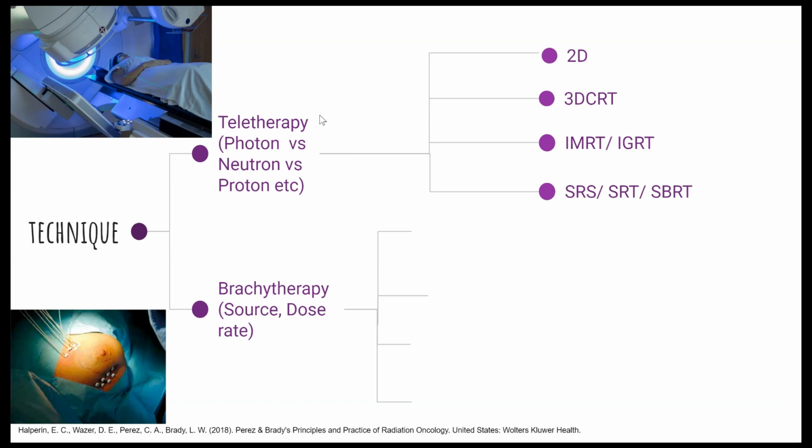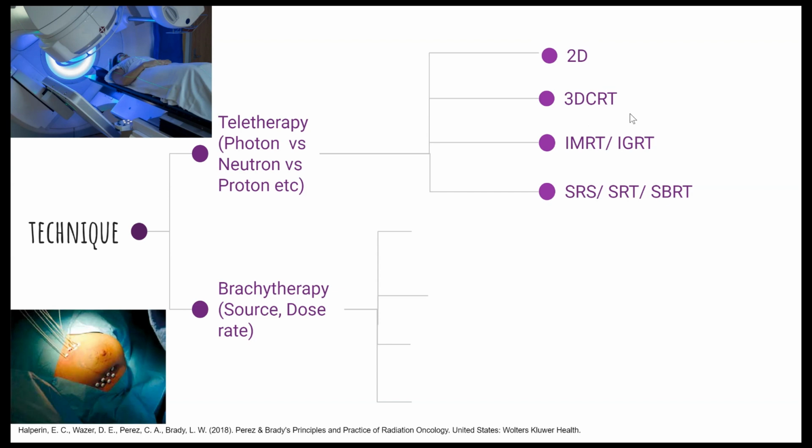Teletherapy in itself, we can plan with 2D imaging. This was the conventional radiotherapy, which was used when there was no imaging available. We just had surface markings. We would mark the portal and just open up the treatment portal directly on the machine. But later, with the advent of CT scans and port films, we were able to visualize where our tumor might lie. So came the era of 3D conformal radiotherapy, 3D CRT.